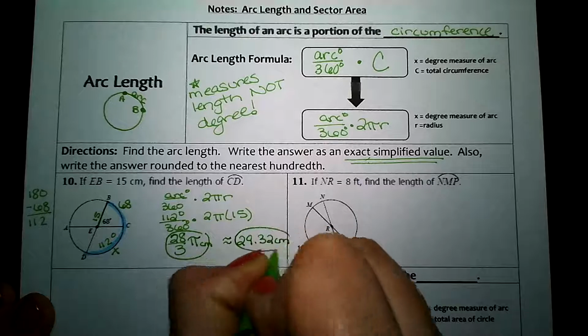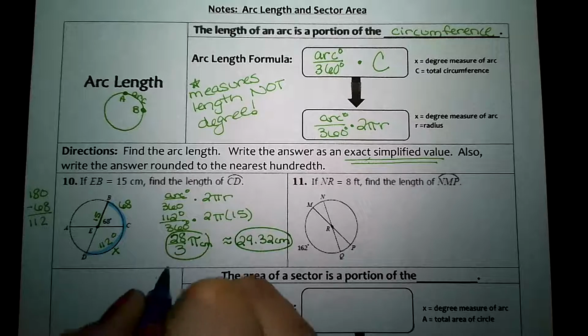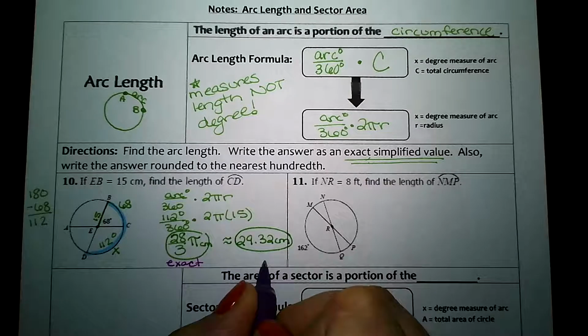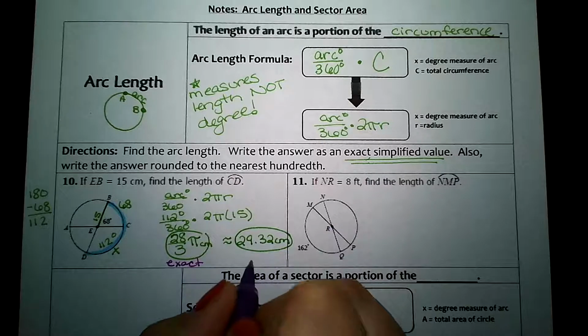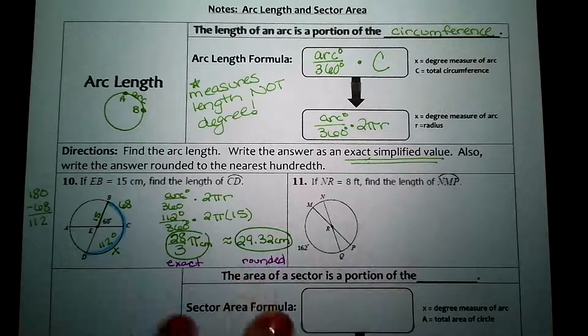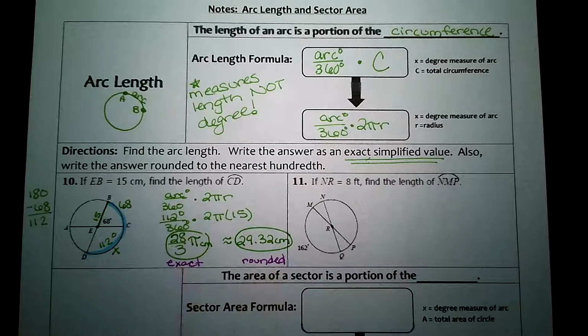So both of these are correct answers. The answer that still includes pi is called the exact value. The answer where we have used the pi button is the rounded value. Both are present on your SOL test. Both need to be understood.